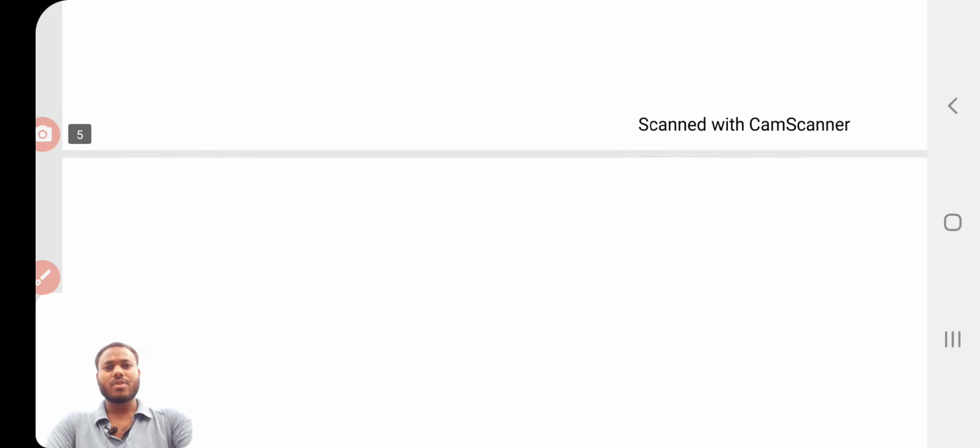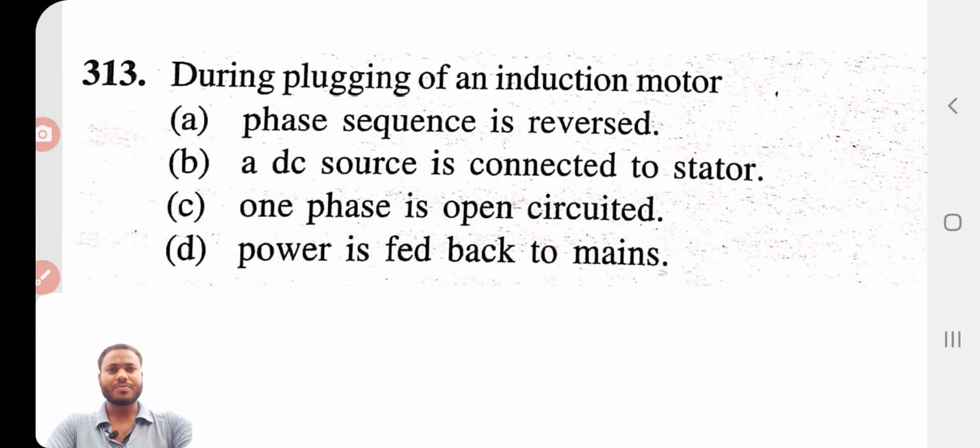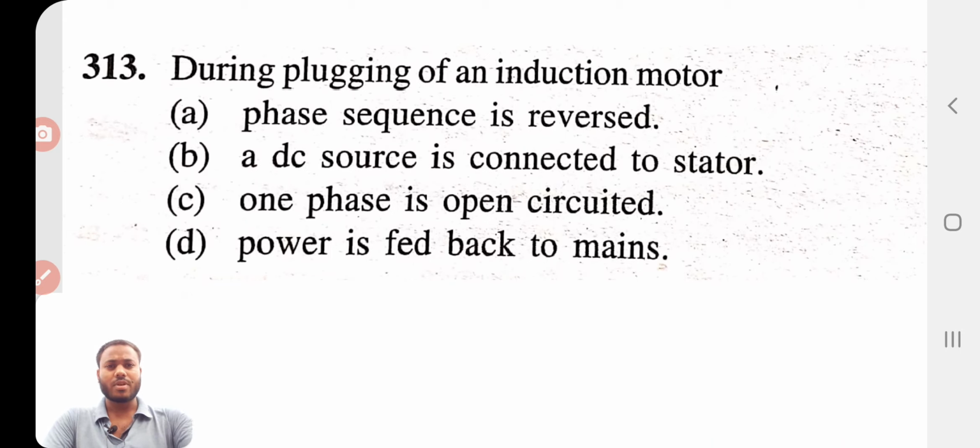Next, solve the next question. This is also a favorite for the junior engineering examination basically. During plugging of an induction motor: A, phase sequence is reversed; B, a DC source is connected to the stator; C, one phase is open circuited; and last option D, power is fed back to the mains. So what is the correct answer for this question?